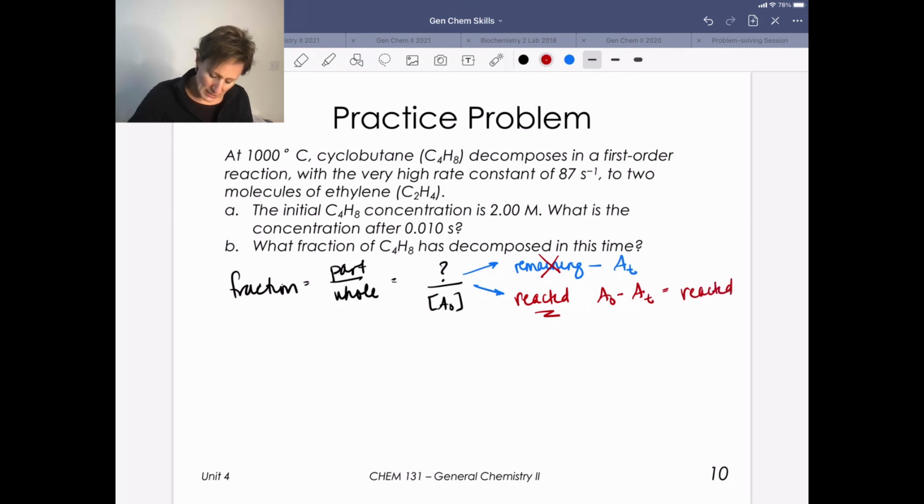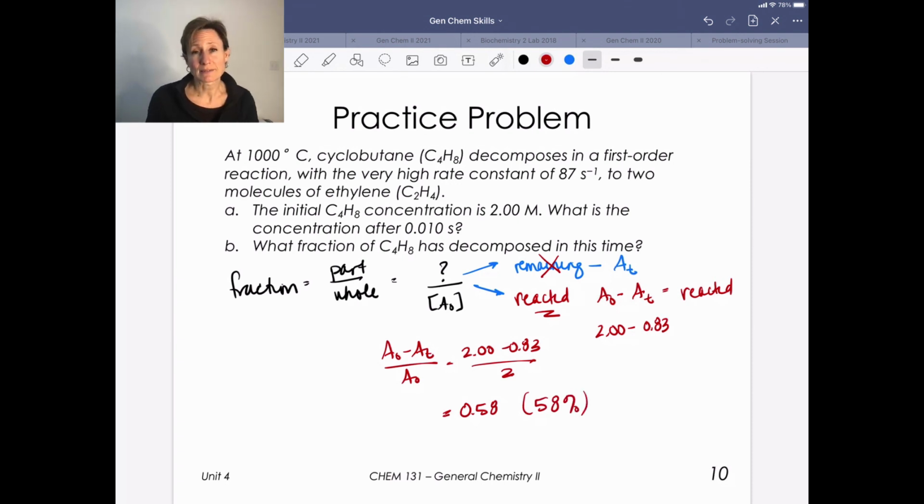If we take the 2 that we started out with and subtract the 0.83 that's remaining, that's going to give us the amount that has reacted. Putting this in as it asks for a fraction, it's A sub 0 minus A sub t over A sub 0. So that's 2 minus 0.83 over 2, and that equals 0.58. If it had asked for a percent, it would be 58%.